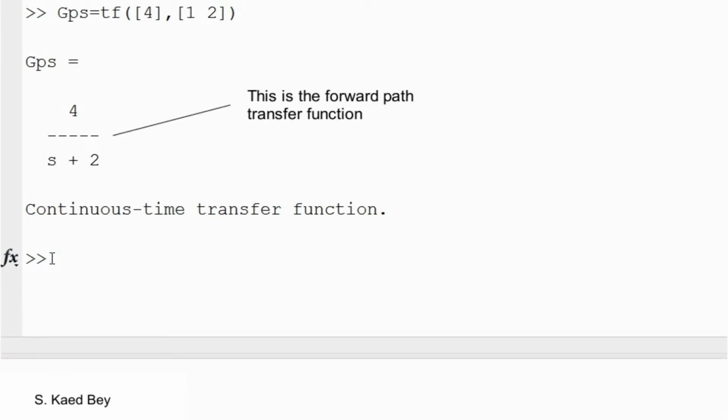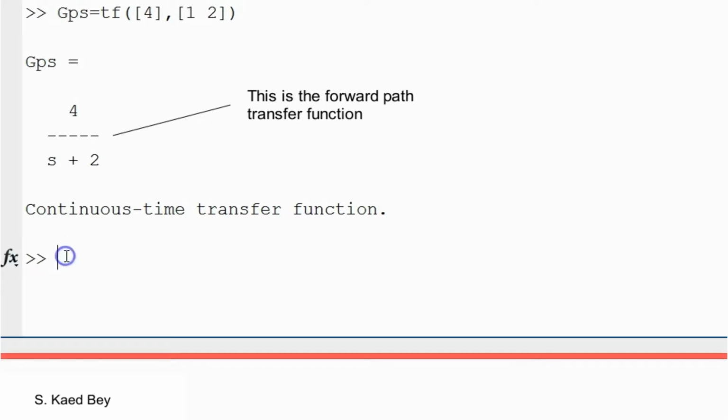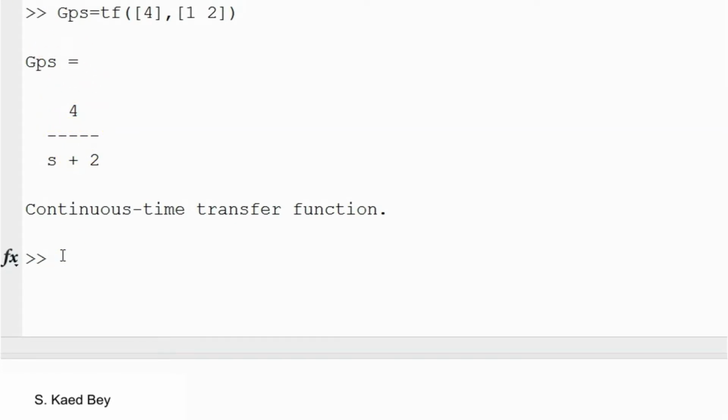First, let's verify that the hand-calculated closed-loop transfer function in the previous video in the S domain was correct. If you remember, we have assumed both the controller and the sensor transfer functions are 1. This leaves us with the plant transfer function and the forward path with the unity feedback system. So the closed-loop transfer function can be obtained as follows.